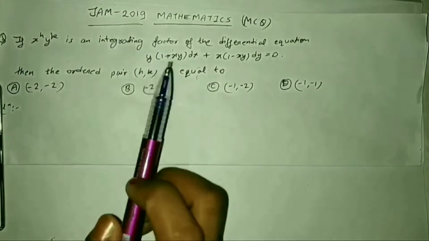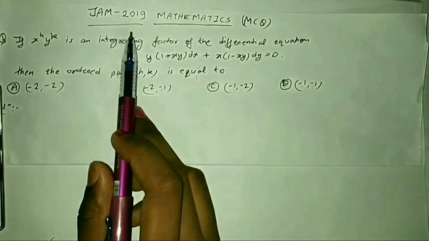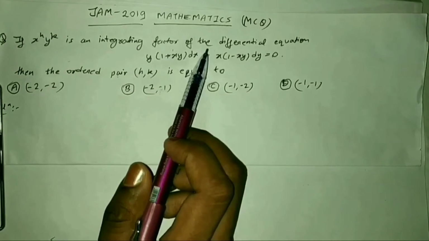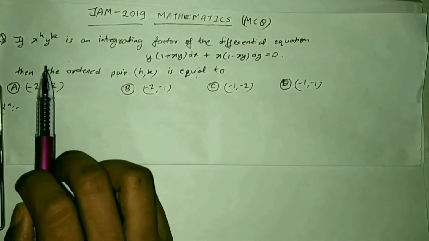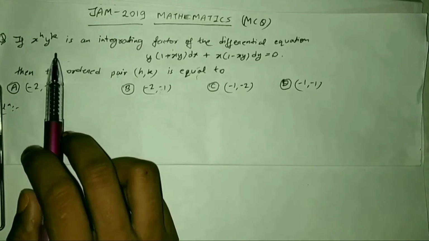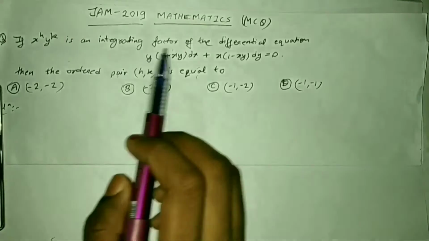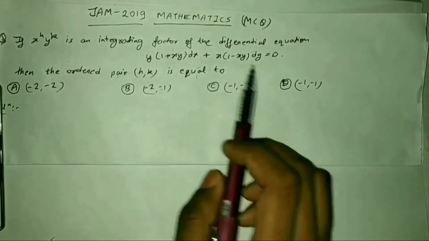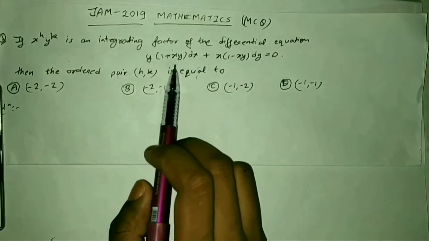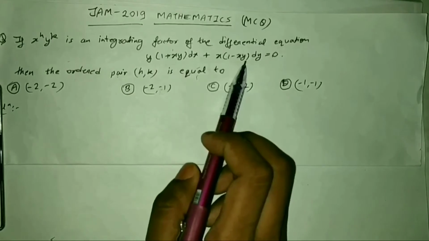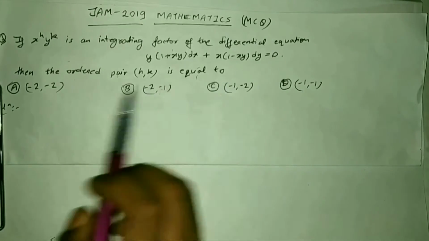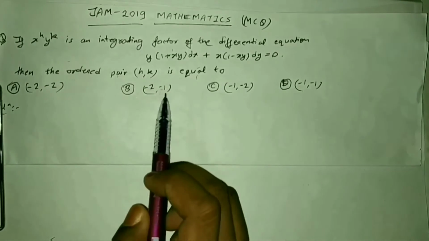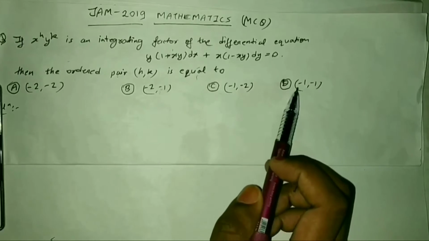In this video, I am going to solve a question of JAM 2019 Mathematics, which is a multiple choice question, means a single answer is correct. The question says, if x^h y^k is an integrating factor of the differential equation y(1 + xy) dx + x(1 - xy) dy = 0, then the ordered pair (h, k) is equal to (-2, -2), (-2, -1), (-1, -2), or (-1, -1).